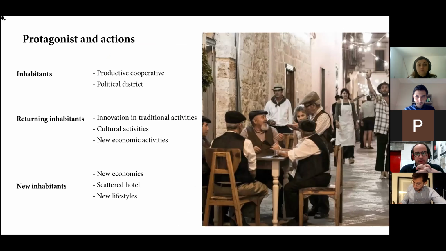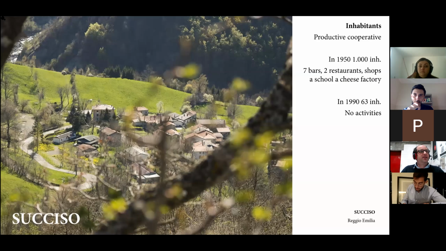Protagonists of the rebirth of the villages are inhabitants, the survivors in some way of this post-modern situation, who normally act with a cooperative system and define a political district. Or returning inhabitants who were born in this area, maybe studied and started to work in a metropolitan situation, and after they come back with their experience. Or new inhabitants who choose a new kind of lifestyle.